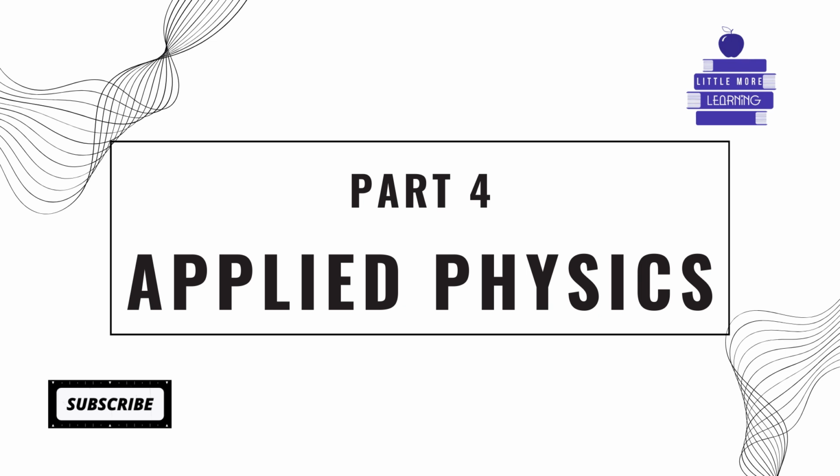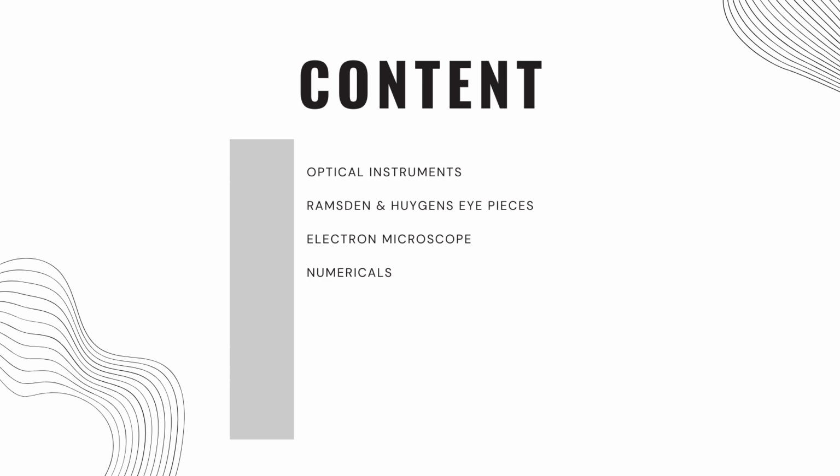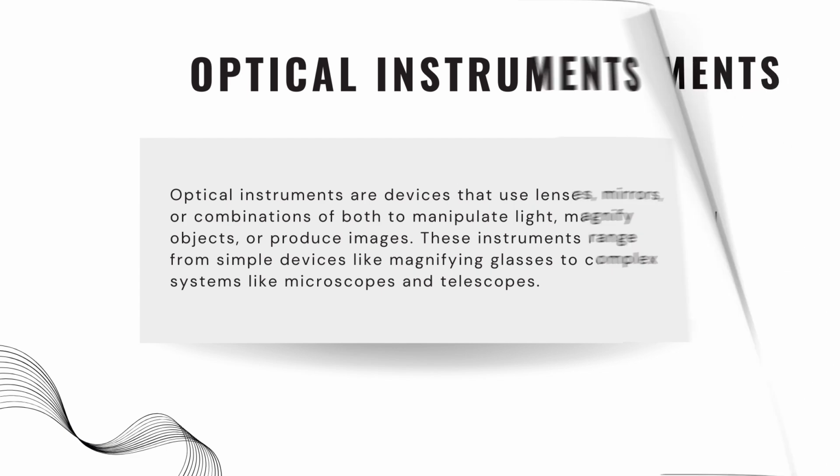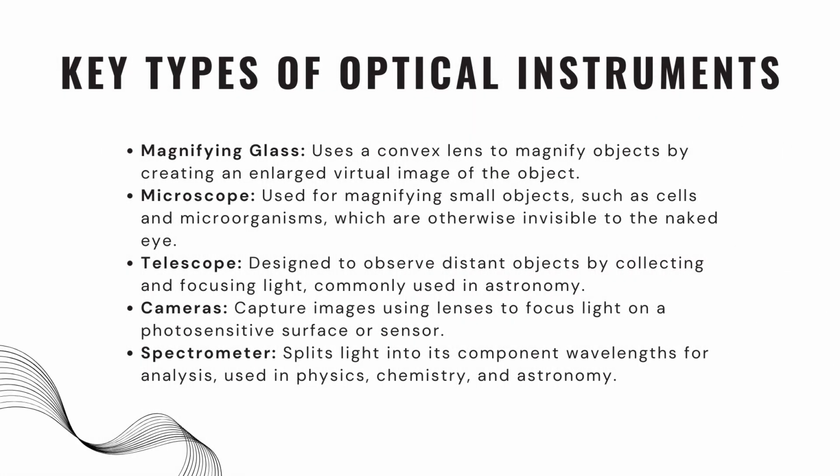Today we will start with part 4 of Applied Physics 1, and we'll cover optical instruments. Let's get started. We'll be understanding these topics in our video today. Optical instruments are devices that use lenses, mirrors, or combinations of both to manipulate light, magnify objects, or produce images. These instruments range from simple devices like magnifying glasses to complex systems like microscopes and telescopes. Key types of optical instruments are magnifying glasses, microscope, telescope, cameras, and spectrometers.